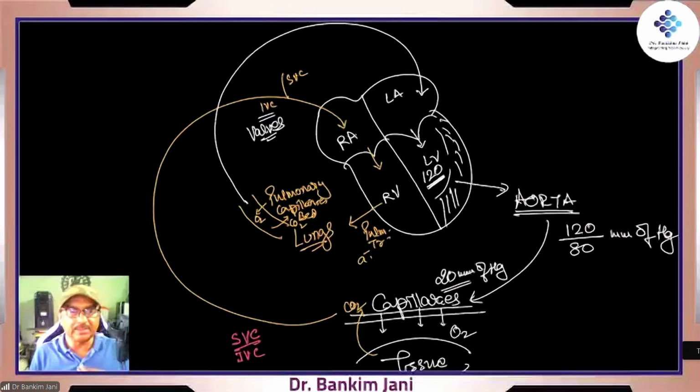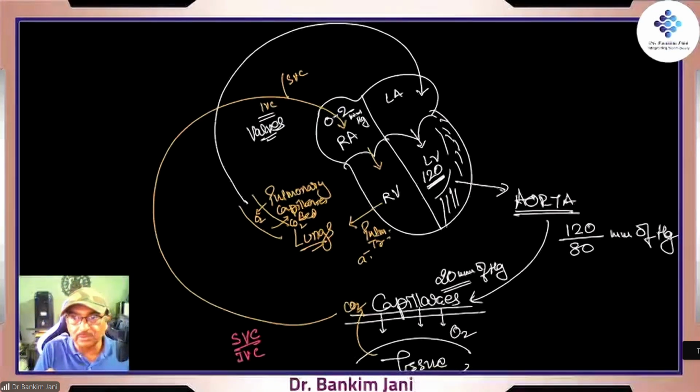Over here, the pressure is extremely low, just 0 to 2 millimeter of mercury. Just this much. Such a low pressure. Then it goes on to the right ventricle.